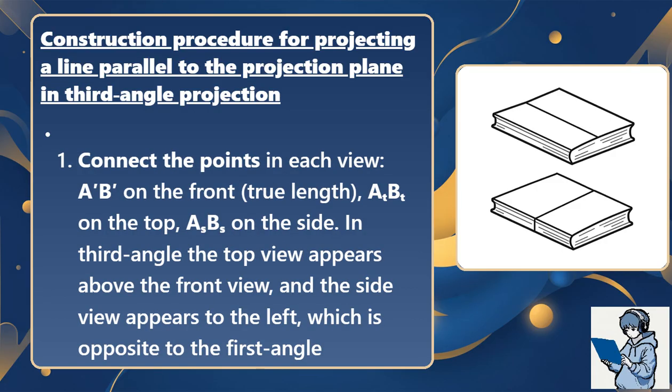Connect the points in each view. A prime B prime on the front, true length, a sub t B sub t on the top, a sub s B sub s on the side. In third angle, the top view appears above the front view and the side view appears to the left, which is opposite to the first angle arrangement.